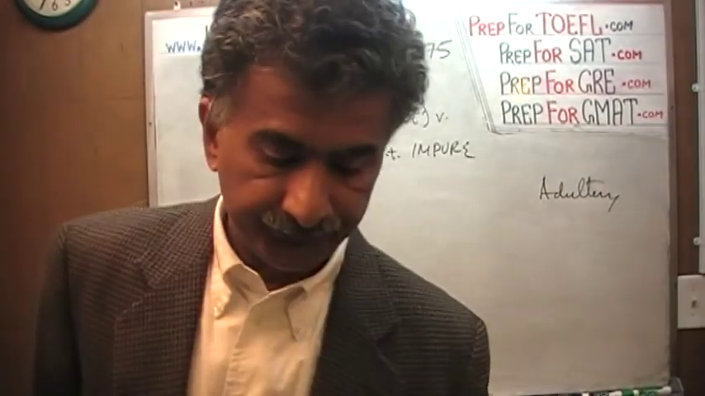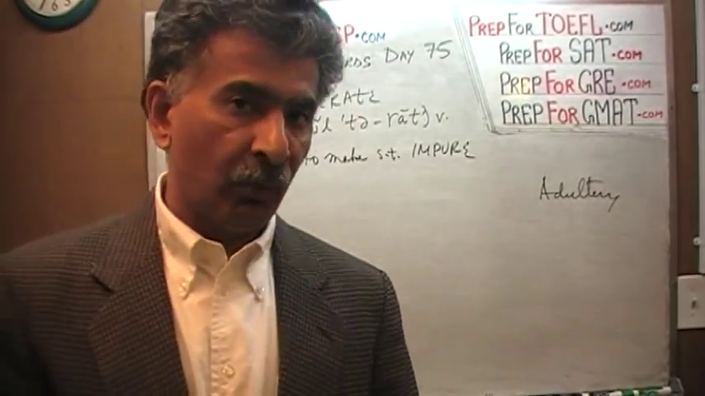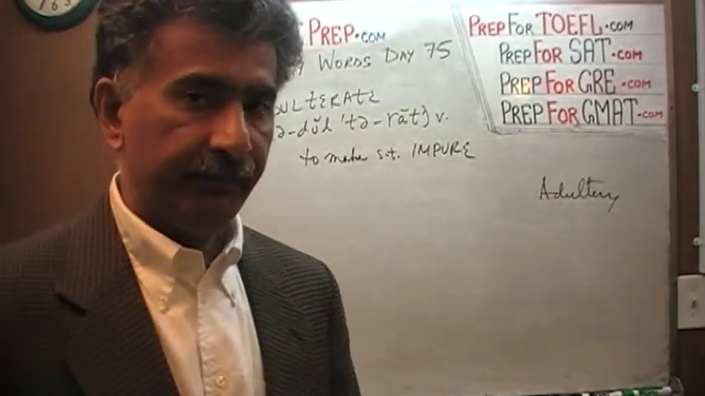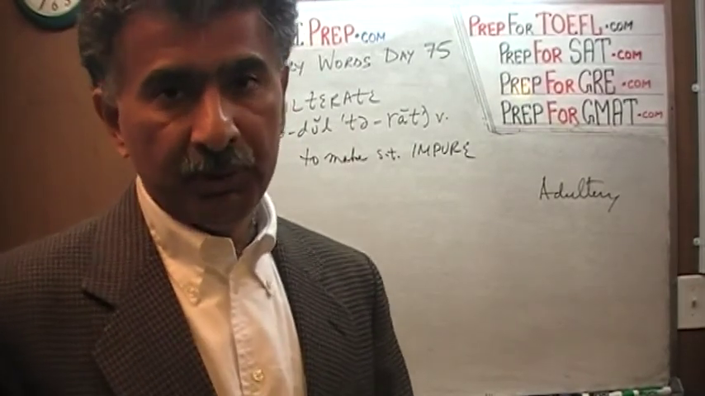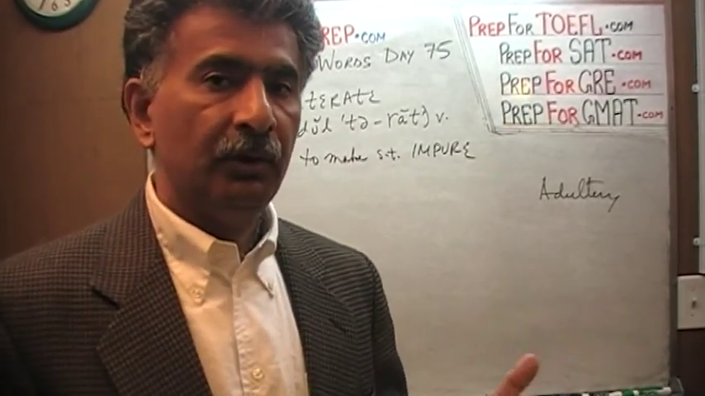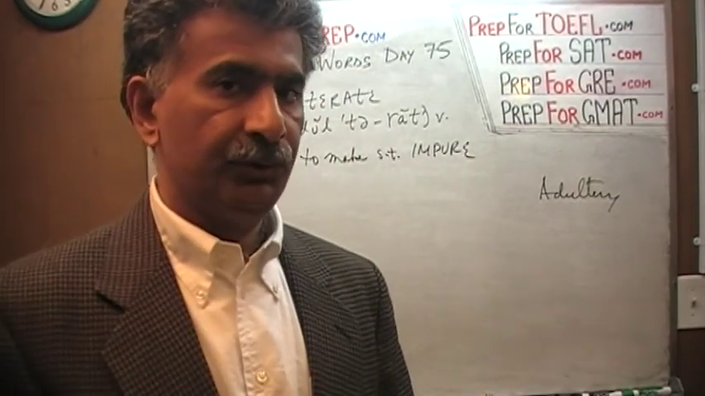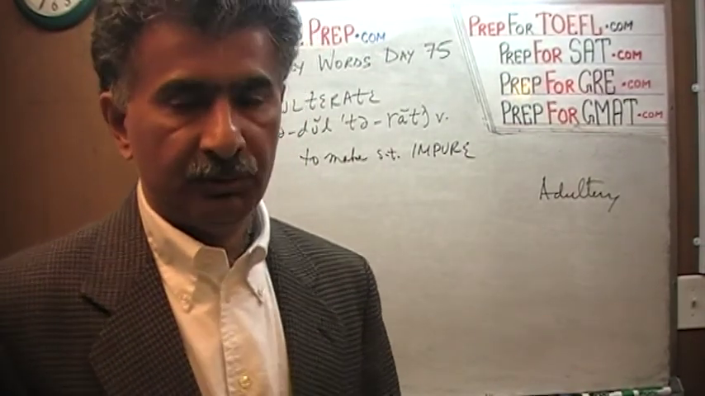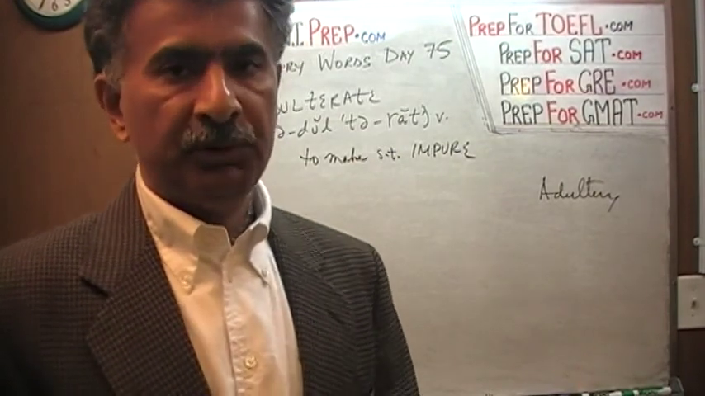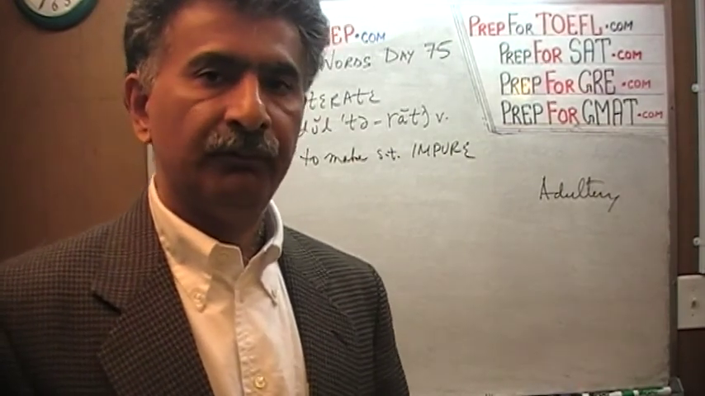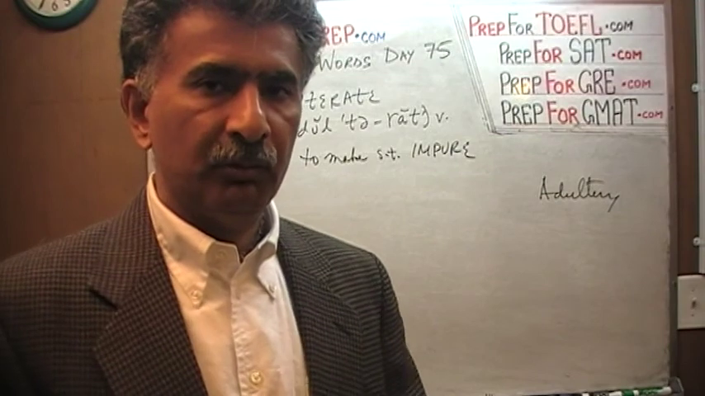adultery comes from. Adultery is so called when somebody commits adultery, well, their marriage is no longer pure. You have made your marriage impure. You have committed adultery. You have adulterated your marriage. You have made your marriage impure. You have broken the vow. Do you understand? The vow to be faithful to each other.